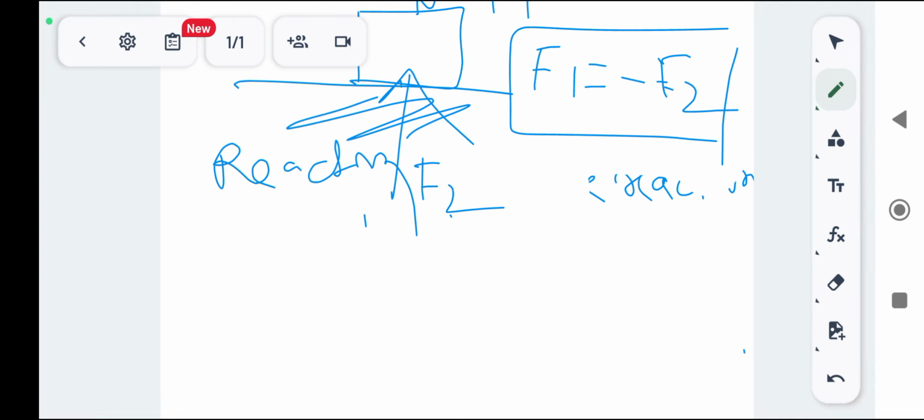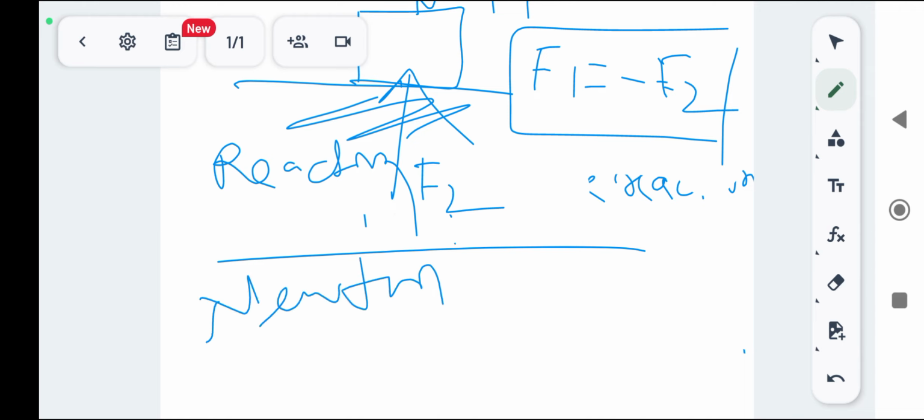This is all about the kinematic equations. This is all about Newton's laws.